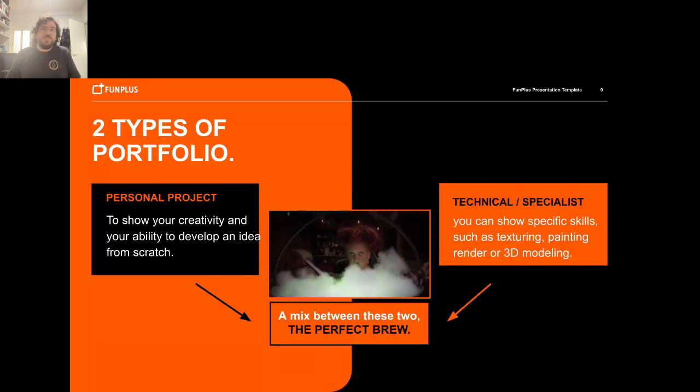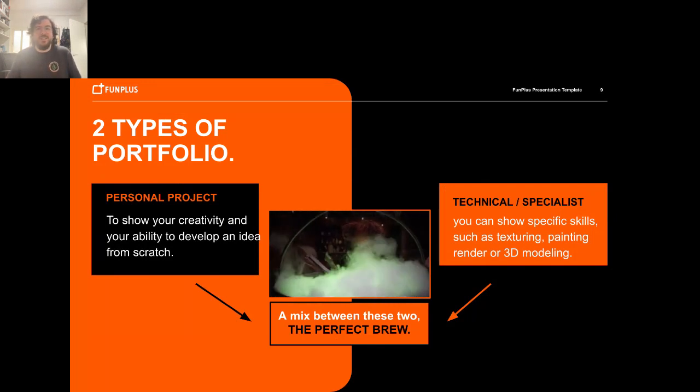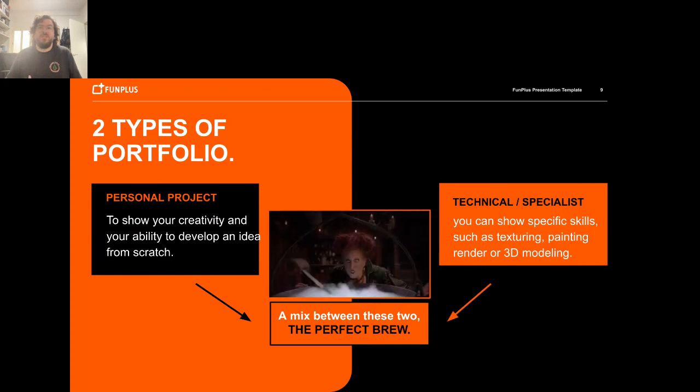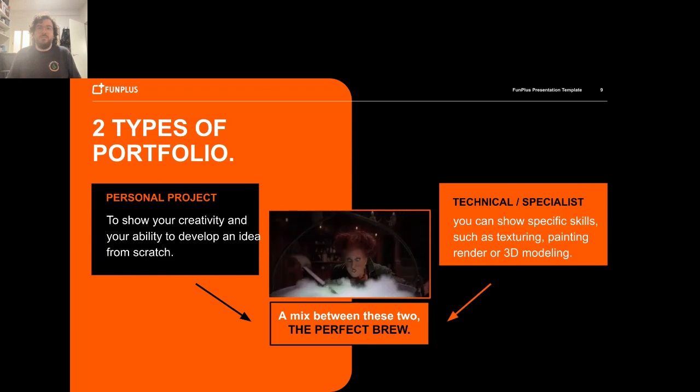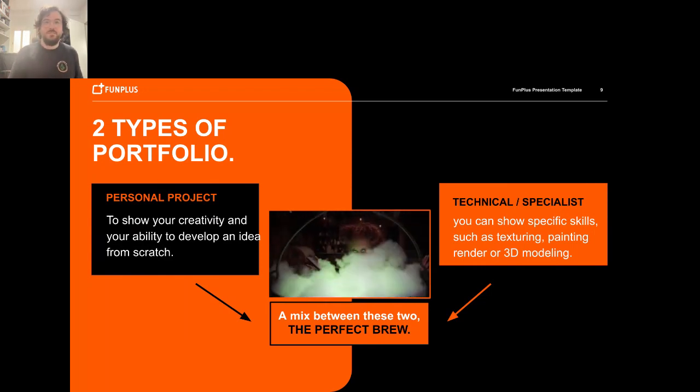For me, there are two types of portfolios that you can consider: the personal project and the technical one. In the first, you can show your creativity and your ability to develop an idea from scratch. In the second, you can show specific skills such as texturing, painting, render, or 3D modeling. But for me, the perfect one in the perfect scenario is a mix between these two. So you can show your creativity not only with beautiful illustrations, but also with technical development of them. With everything covered here, let's continue.